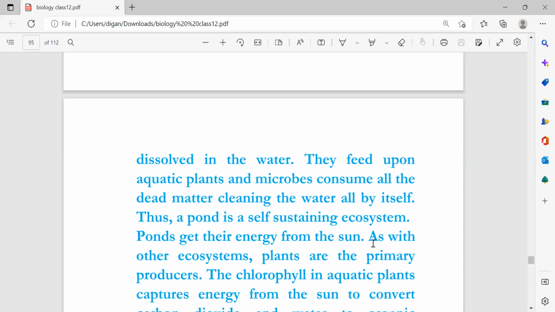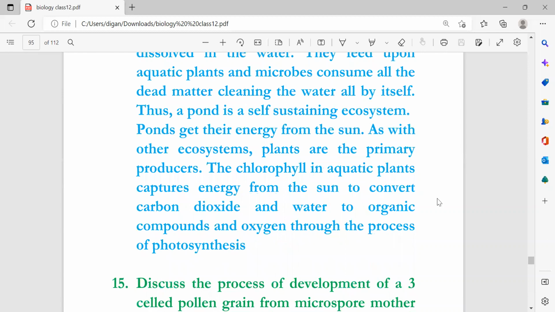Ponds get their energy from the sun. As with other ecosystems, plants are the primary producers. The chlorophyll in the aquatic plants captures the energy from the sun to convert carbon dioxide and water to organic compounds and oxygen through the process of photosynthesis.